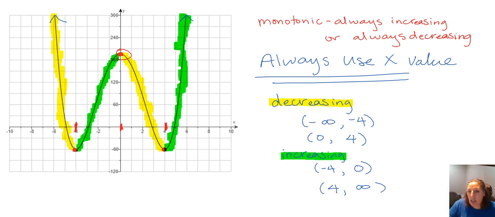One way you can check, first of all, make sure that you're always using the x values, but a little red flag is if you have these intervals overlapping. They will never overlap.